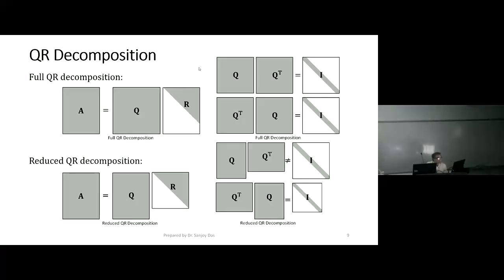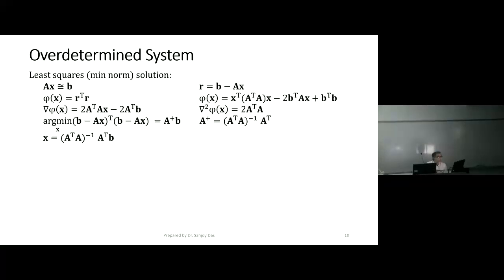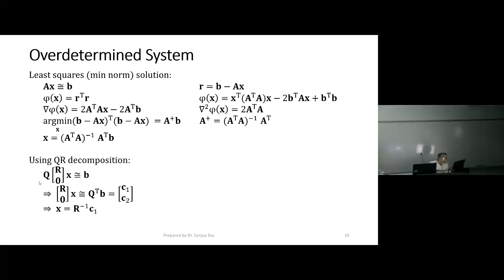Which one? Slide number 10. This one. You said something about using QR reduced and QR full. This is the derivation that we did, which is full QR decomposition. Is there any advantage of using full over reduced? No.